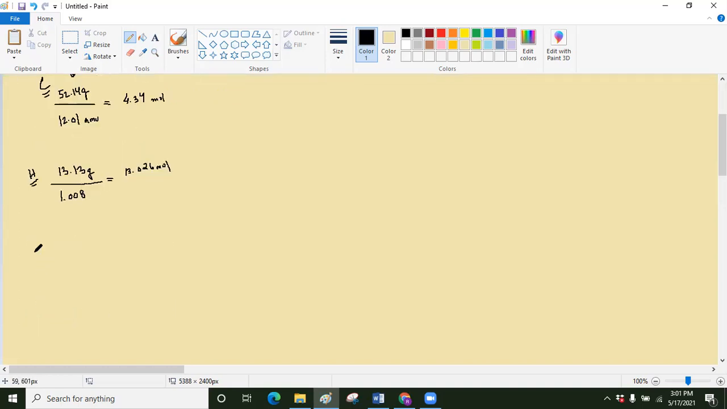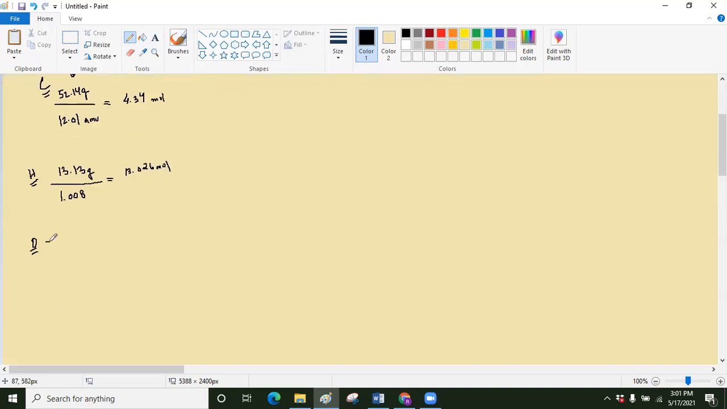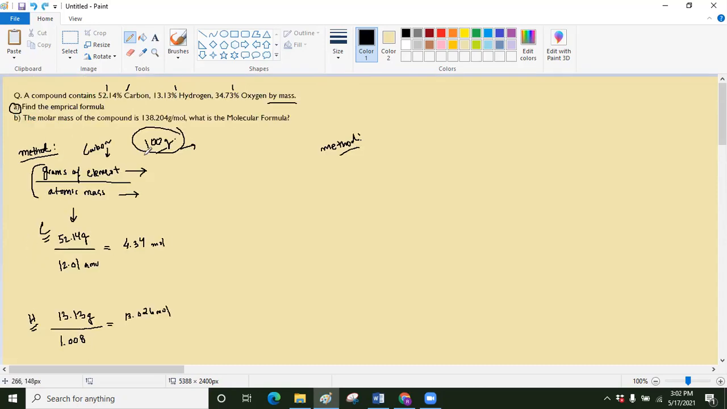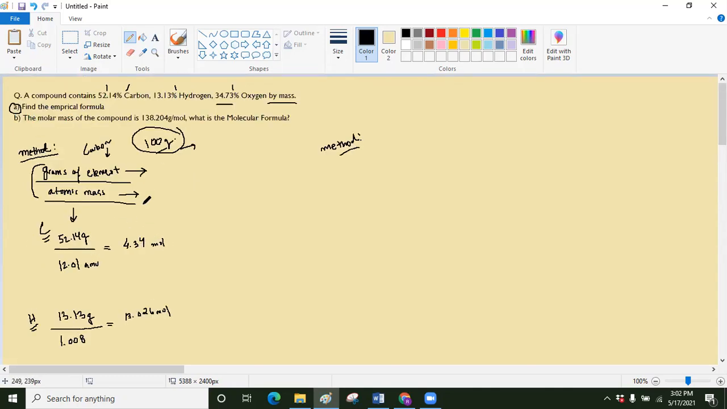And then if you did the same thing for your last element, which is oxygen, you would take the contribution in terms of grams, 34.73 grams, over 16 as the atomic mass of oxygen. And if you do this division here, you would get 2.71 moles. So that was the first step, plugging into this formula.